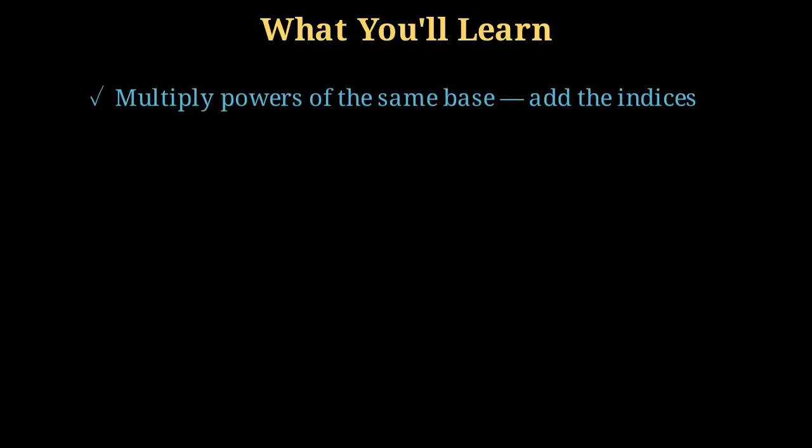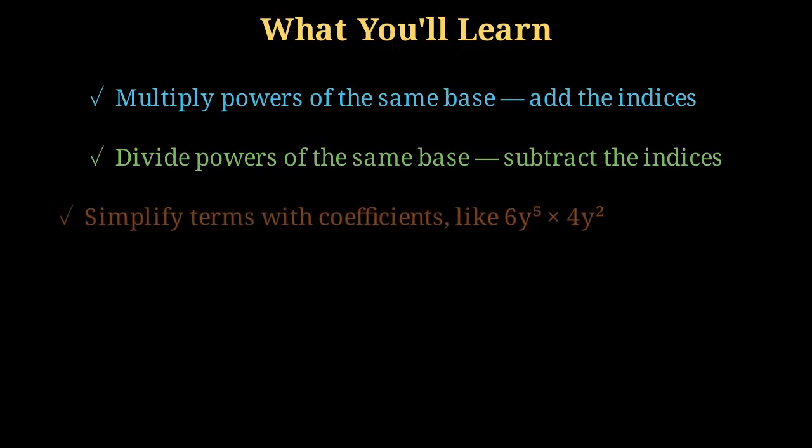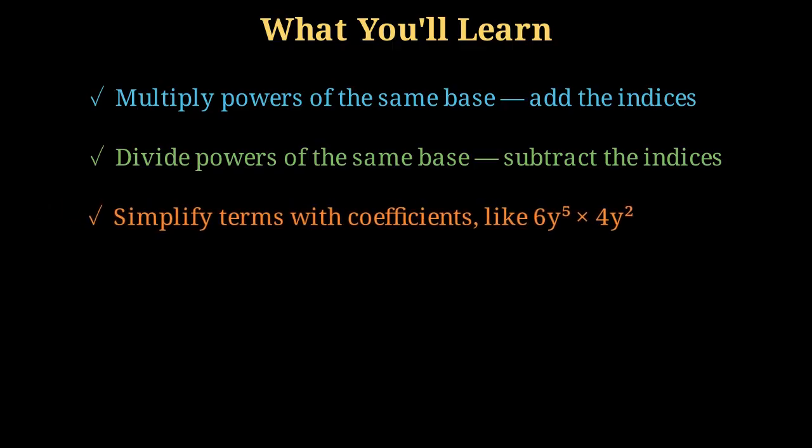By the end of this lesson, you will be able to, first, multiply numbers written in index form with the same base by adding the indices. Second, divide numbers in index form with the same base by subtracting the indices. And third, simplify algebraic terms with coefficients, like 6y to the power 5 times 4y squared, where you will see the laws and ordinary multiplication working side by side.